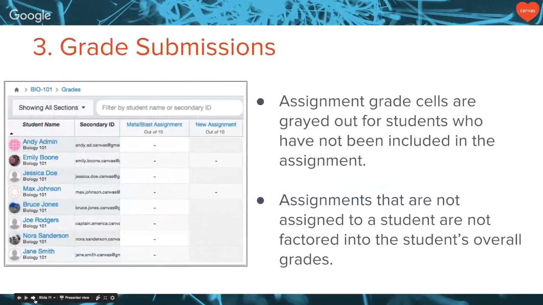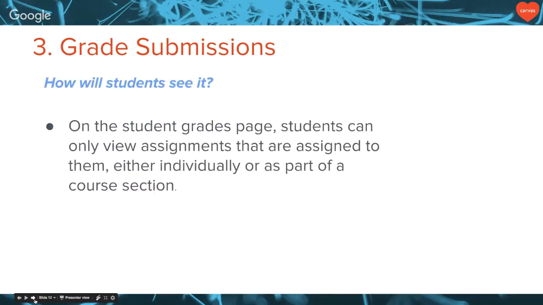And then how do you grade a submission? When it comes to group assignments, grade cells are grayed out for students who have not been included in that assignment. And the assignments that are not assigned to a student are not factored into the student's overall grades. So that's important for an instructor to know as they're calculating these assignment grades.